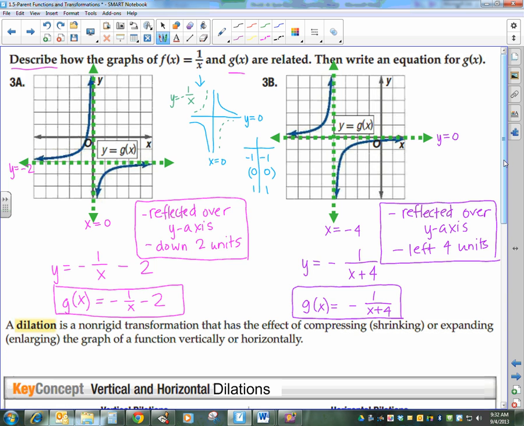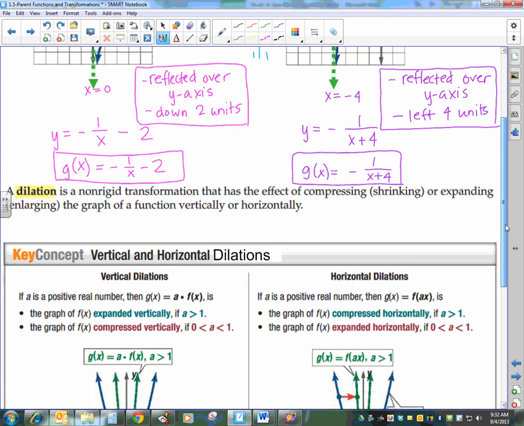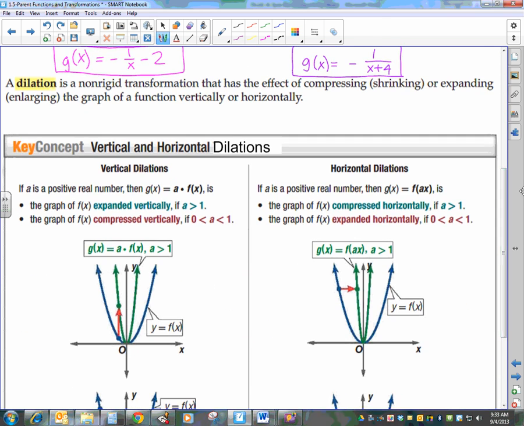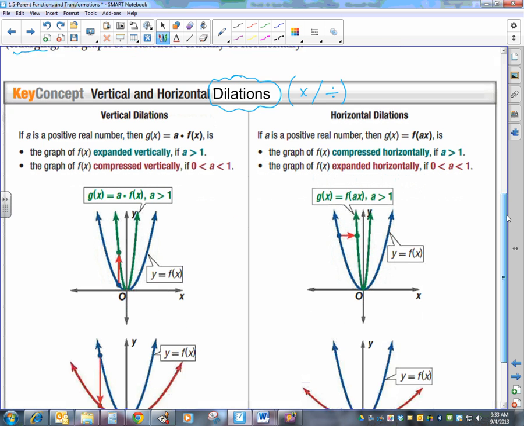Okay, the last type of change, don't let this word scare you, okay? You might have talked about it before, you might not have. These are dilations, okay? You've talked about them earlier, or probably in a previous class. Compressions or stretching, expanding, stretching. Same thing we've been talking about, but this time, instead of adding or subtracting to your function, you're actually multiplying or dividing a number.